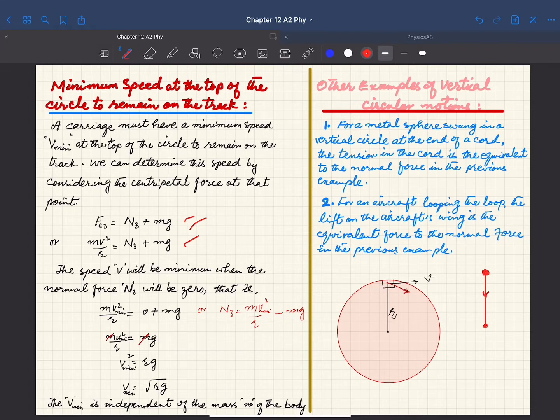Then for an aircraft looping the loop, the lift on the aircraft wings is equivalent to the normal force in the previous example, that is, the normal force as we have considered here. In the case of the aircraft looping the loop, the lift on the aircraft wings will provide us that normal force, and the forces acting on the aircraft will be the lift and the weight of the aircraft, which is downward. So this is another example.